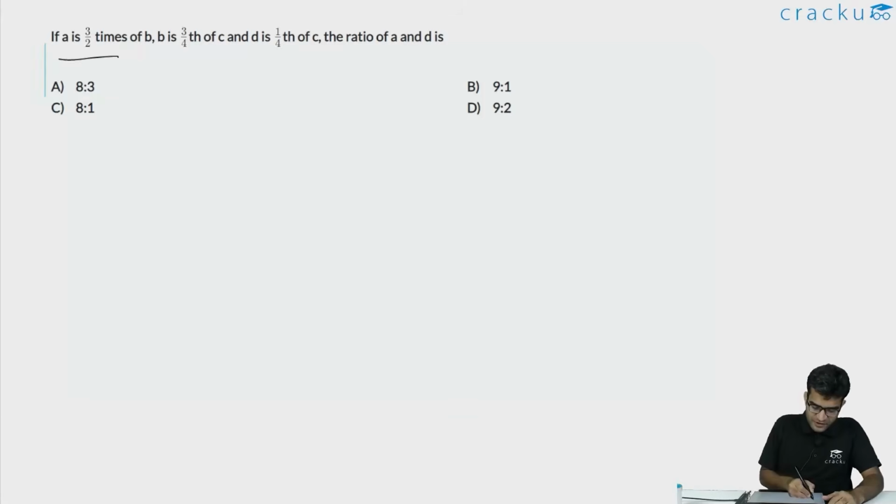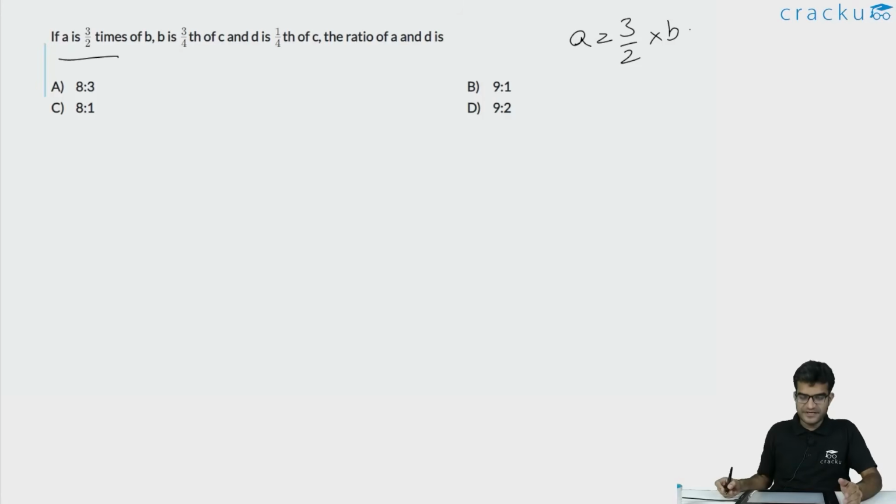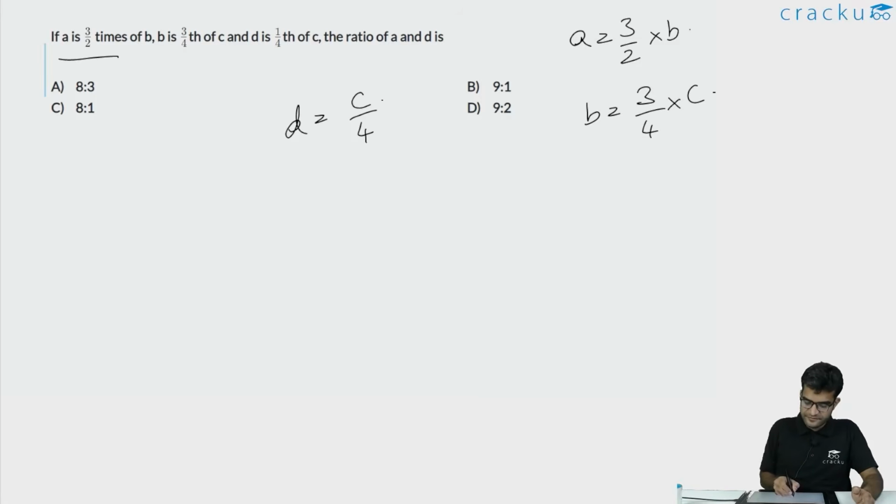In this question, we are told that A is 3 by 2 times B. So A is equal to 3 by 2 into B. B is 3 by 4 of C. So B is equal to 3 by 4 of C. And D is 1 by 4 of C. D is equal to C by 4. We are required to calculate the ratio of A and D.